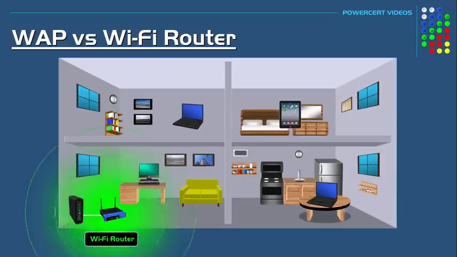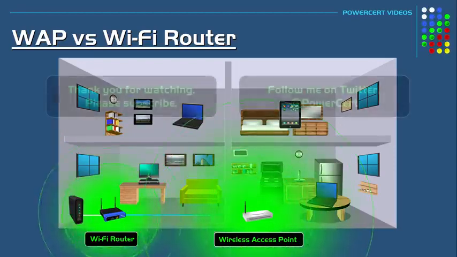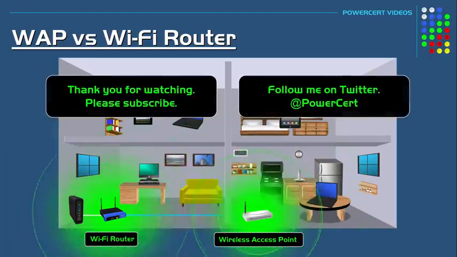And on a final note, wireless access points are often used to further extend a network's existing wireless signal. So for example, if this home needed to extend its Wi-Fi signal further into this home, you can attach a wireless access point using a network cable to the Wi-Fi router so that distant devices can connect to the Wi-Fi signal.